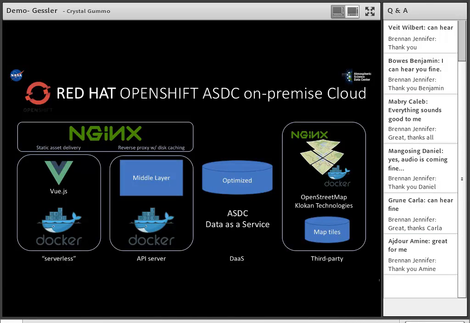And we use something from Cloakland Technologies, which basically bundles these maps, Nginx, Docker, the whole thing, the tiling, all in one own container with a mounted volume. So this is an example now of how to put up. We're using an on-premise cloud, Red Hat OpenShift, put up serverless static files, API server for the middle layer, data service to get the data, and in this case, third-party example for the map tiling.